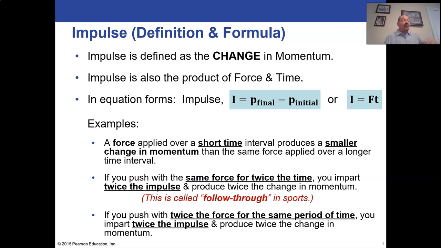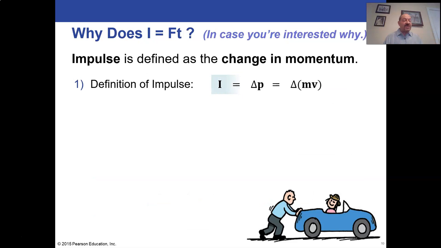You're not changing the mass, but you're definitely changing its velocity. So why does I equals Ft? Well, you may not be interested in this, but I'm going to go through it anyway, in case you just like to see where it comes from. Remember, I, the impulse, is the change in momentum.